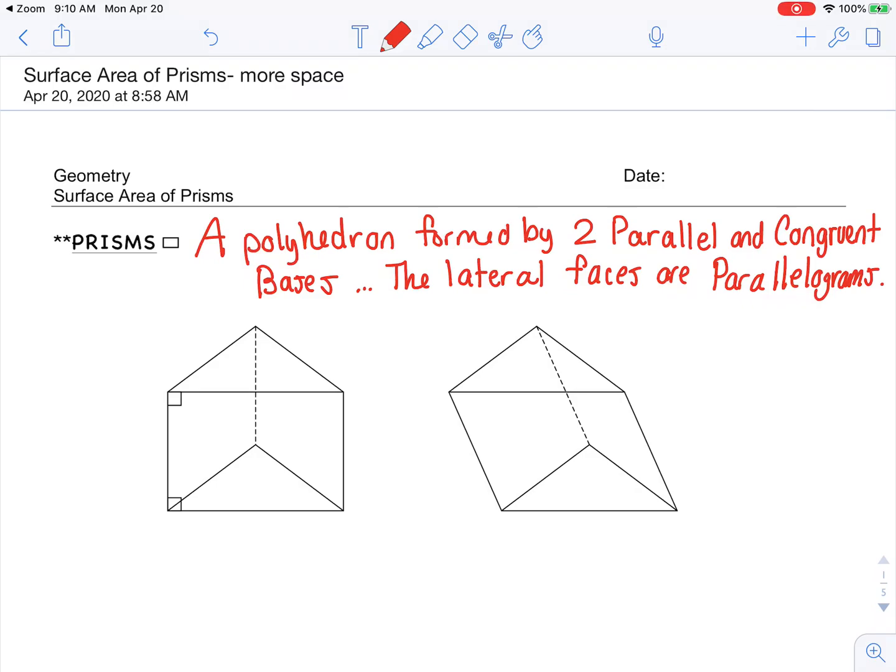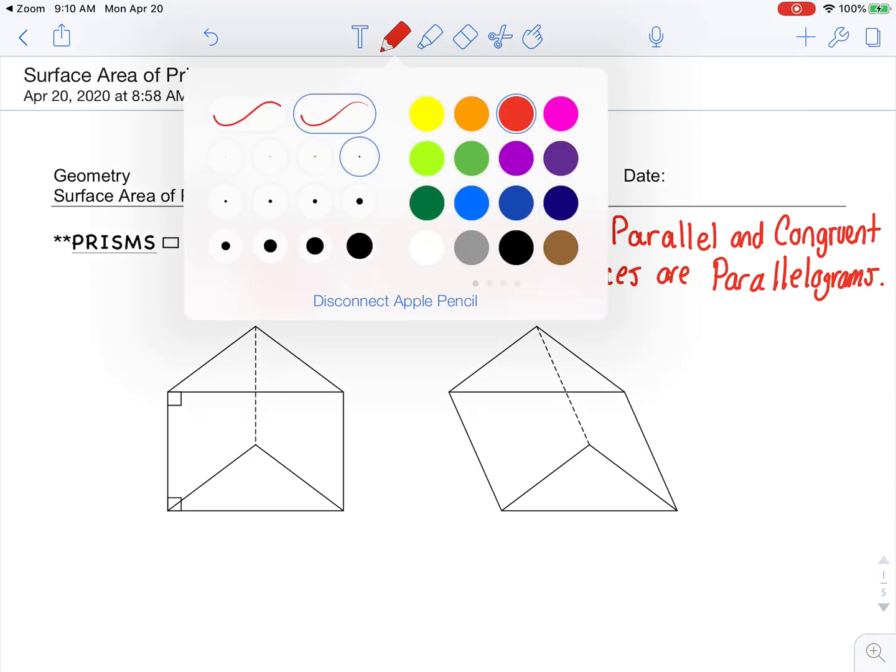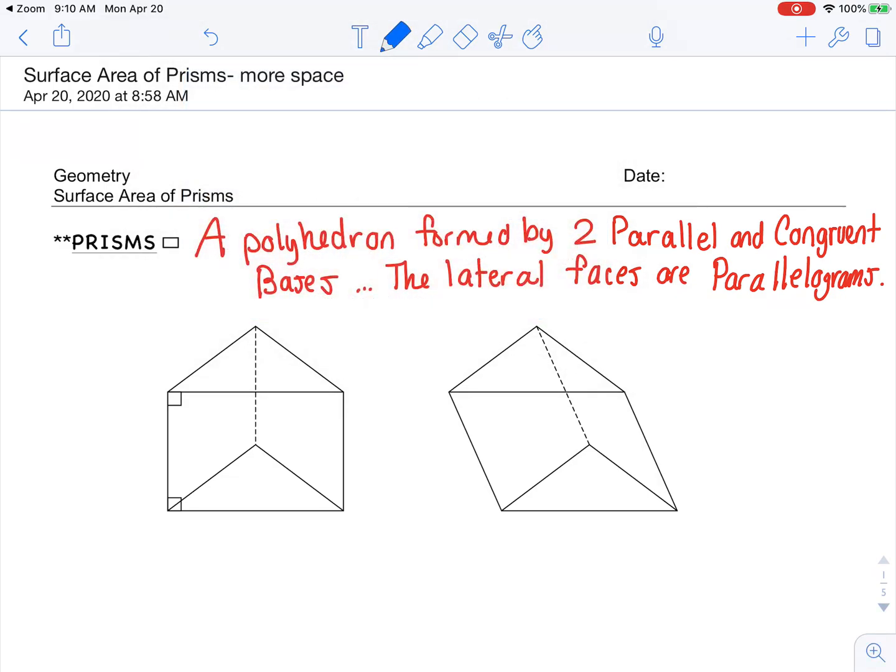Welcome back, class. Today we're going to be talking about finding surface area as well as what we call lateral area of prisms. So I wanted to start with reviewing our definition of prisms. A prism is a polyhedron that's formed by two parallel and congruent bases.